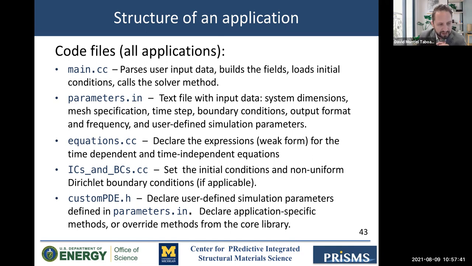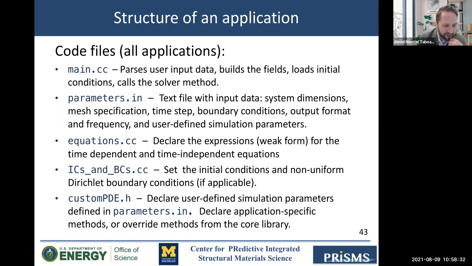Then we have parameters.in. Actually, I forgot to change that. It's now called parameters.prm. This is a text file with input data, system dimensions. This is basically the file that the user will interact with. It specifies the mesh, boundary conditions, time step, output format and frequency, and user-defined simulation parameters. But there are so many more options that you can input in here, and I encourage you to look at the manual to see all the possibilities that you can set here. I just want to mention that with this file, you can change it and you don't need to recompile the application. Any other changes do need to be recompiled.